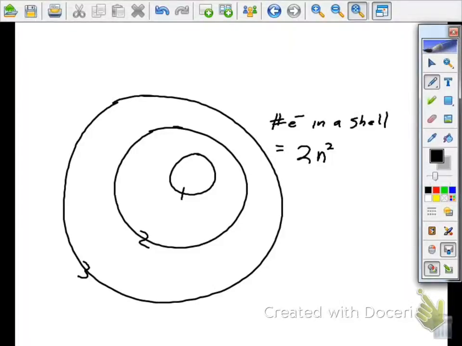50. Make sense? So, first shell, 1 squared is 1 times 2, 2 electrons. Second shell, 2 squared, 4, times 2 is 8. So, at any time, I can determine how many electrons are in a particular shell. Okay? Any questions with that? We're going to build upon that.